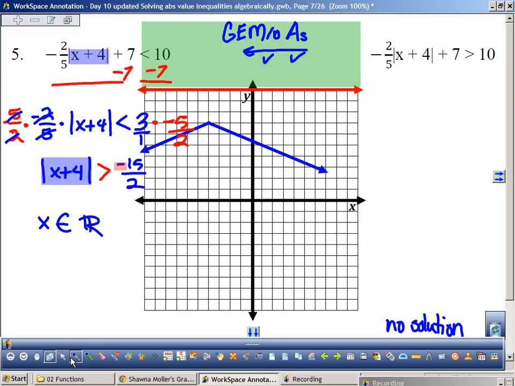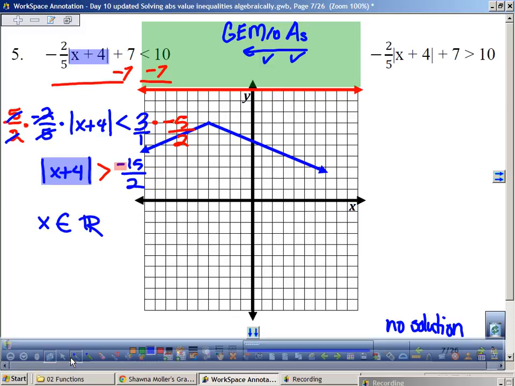Okay, I'm going to go do this side. So same work, right? Same exact work, only the sign is going to switch. So I'm going to go a little bit faster on this one, okay? So subtract 7 from both sides. Then I have negative 2/5 x plus 4 is greater than 3. Then I'm going to multiply both sides. I should be changing, but I'm not because I'm trying to go fast.